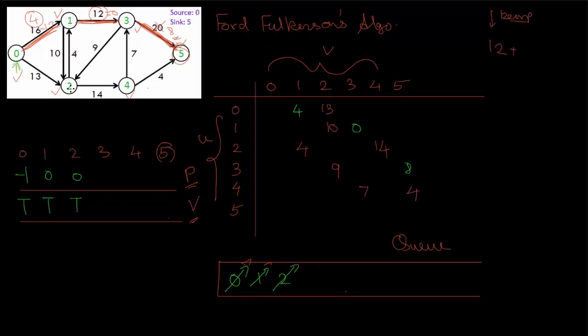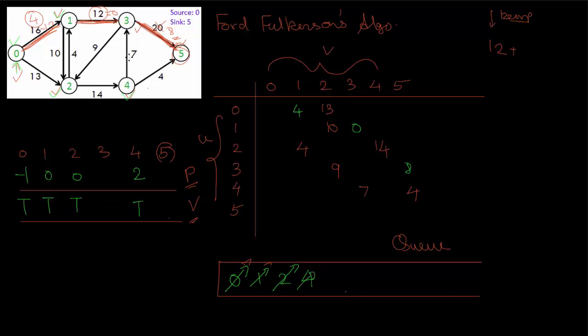Dequeue 2. 2 can go to 1, but 1 is visited. 2 can go to 4, so I didn't do the green marks over here. So 2 can go to 4 now, so you put in 4, but 2 cannot go to 3, so remember that, 2 cannot go to 3. So you put in 4, 4 is visited, and the parent of 4 is 2. Now you're at 4, you dequeue 4.